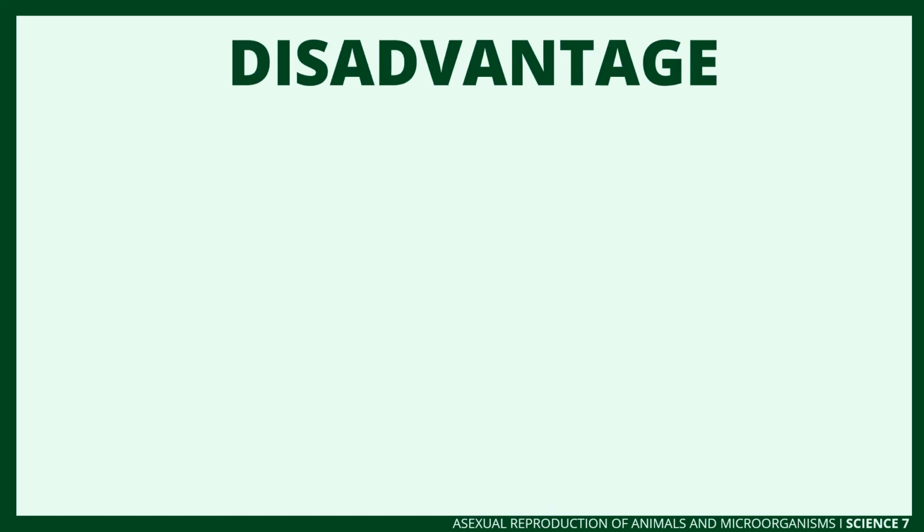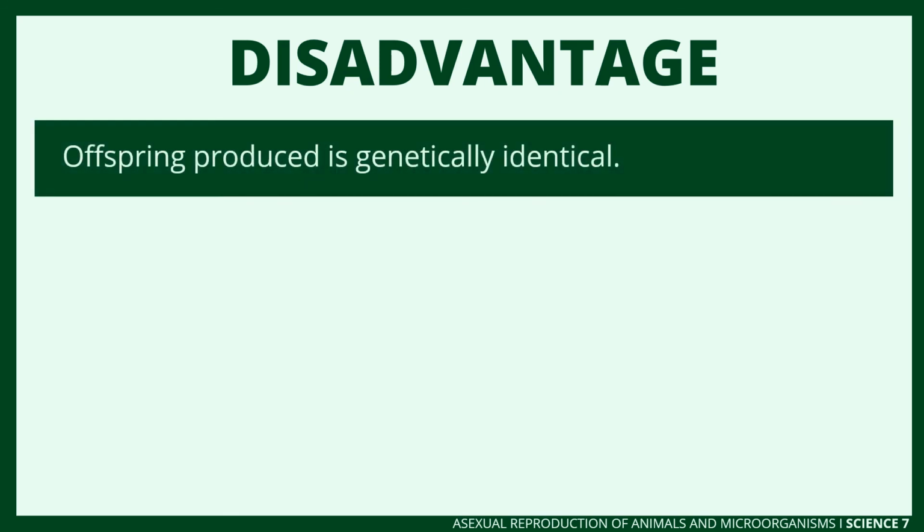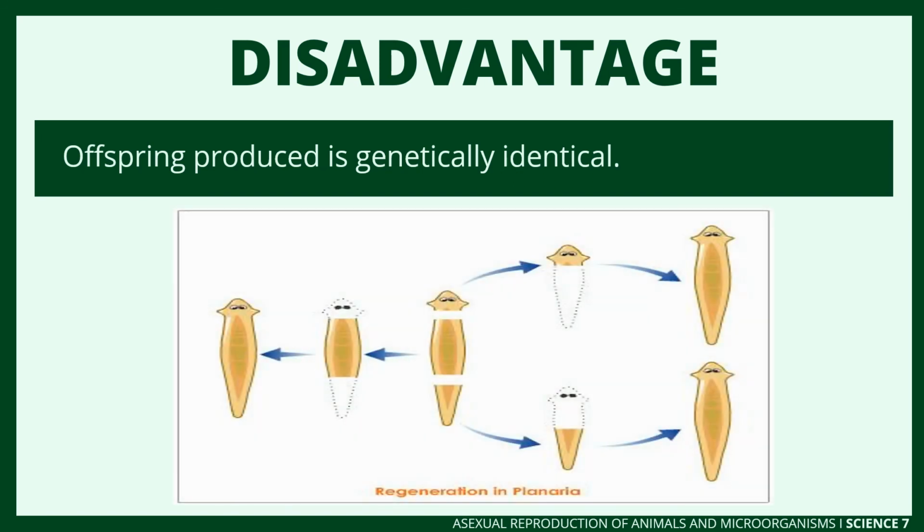Asexual reproduction has only one disadvantage. They could only produce a genetically identical copy of themselves. That is why they will not survive if the environment changes, since they do not acquire features that will help them adapt. An organism that undergoes asexual reproduction is susceptible to extinction.